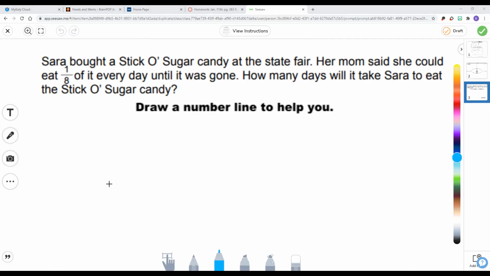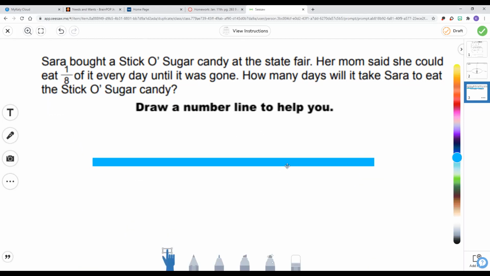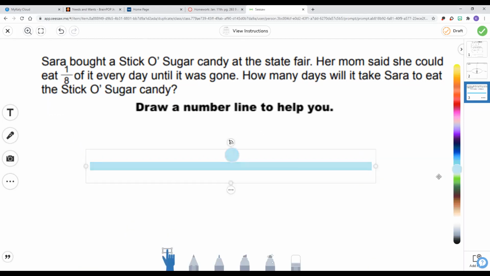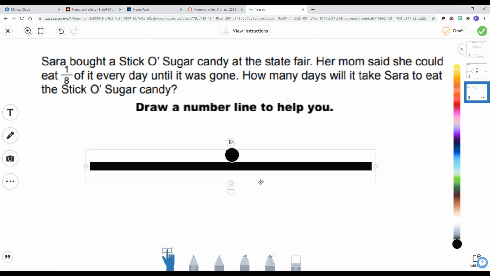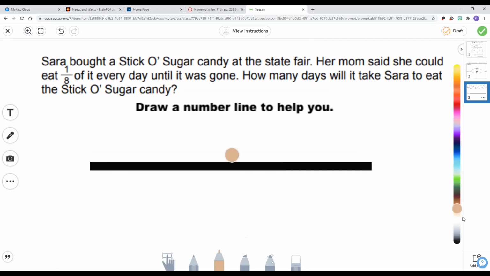Okay, so I need to draw a number line. What am I going to draw, Holly? Your number line. My number line. Okay. So I'm going to draw my number line. Okay, so I'm going to put my 0 and I'm going to put my 1.